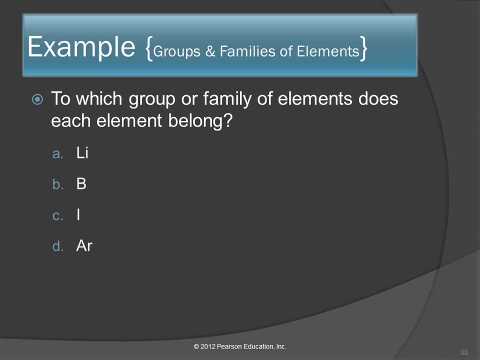Okay, so which group or family does each of these things belong to? Lithium. Alkali metal. How about boron? Well, lithium is, I'm just having problems. Alkali metal. That's its family. What group number is it in? 1A. Boron is in which group? 3A. Group 3A doesn't have a special name.